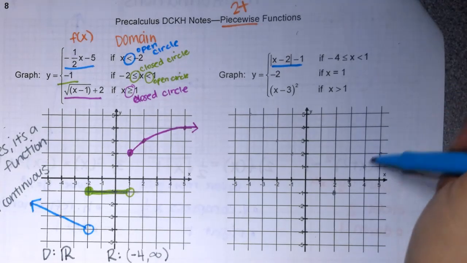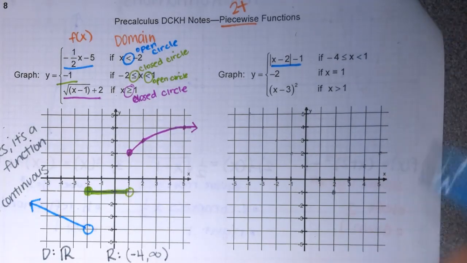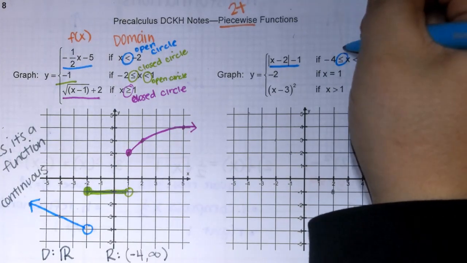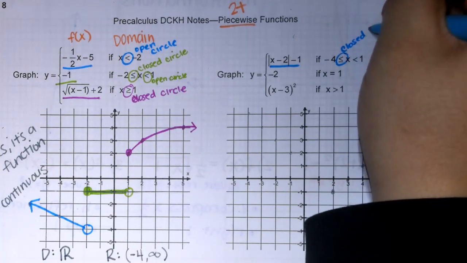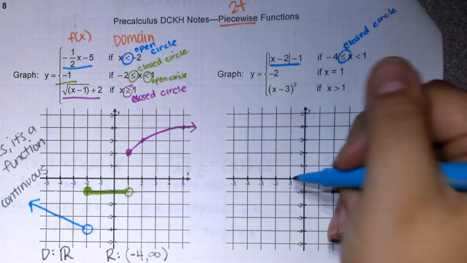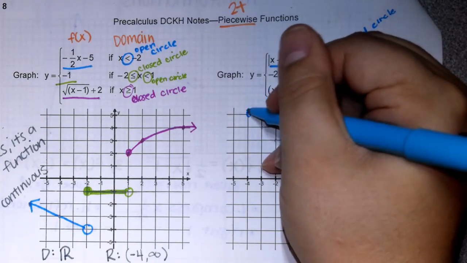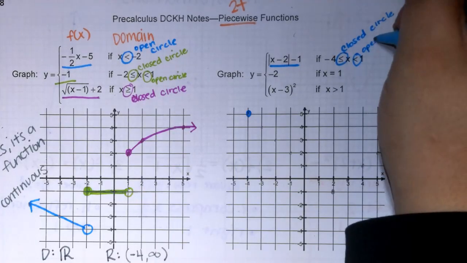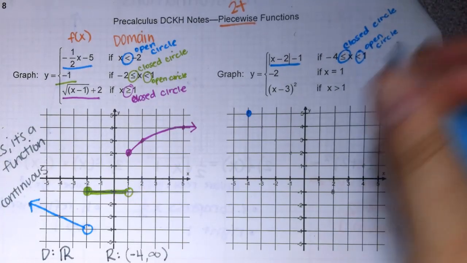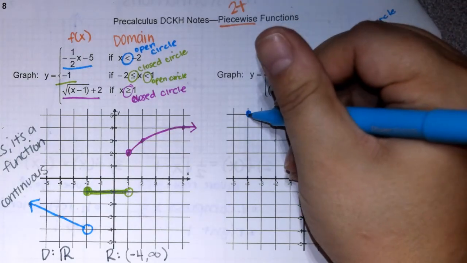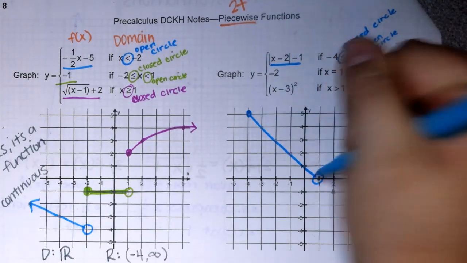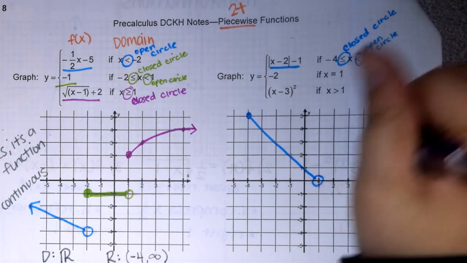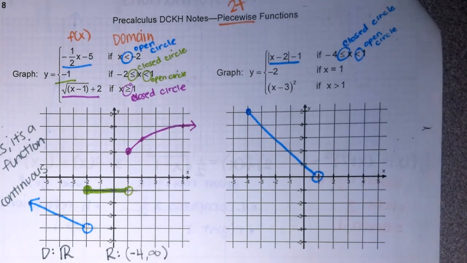It's between 2 points. It's not going to go on forever to the left. So at -4, we're going to have a closed circle, and at 1, we are going to have an open circle. And I'm going to connect those. Can you tell that this is an absolute value function based on what we graphed? No, but it doesn't matter. It is.